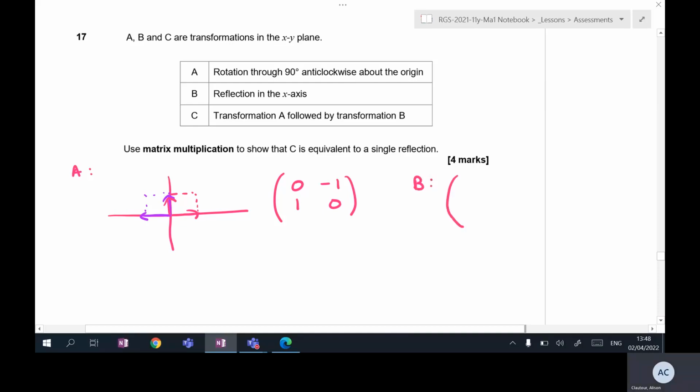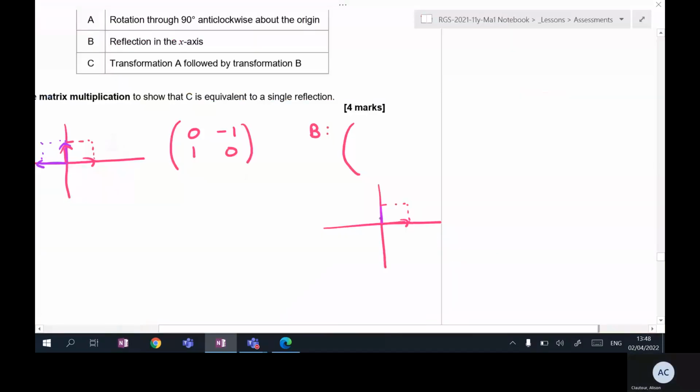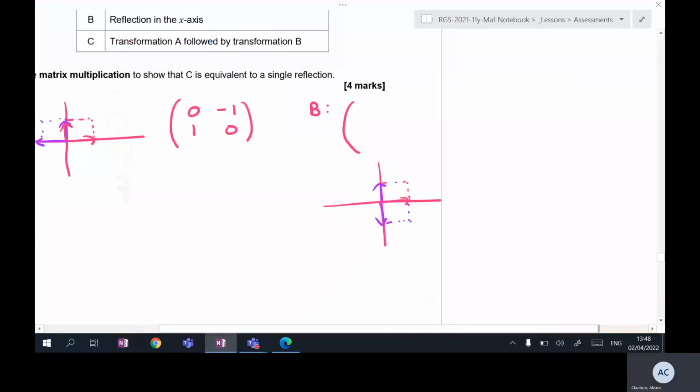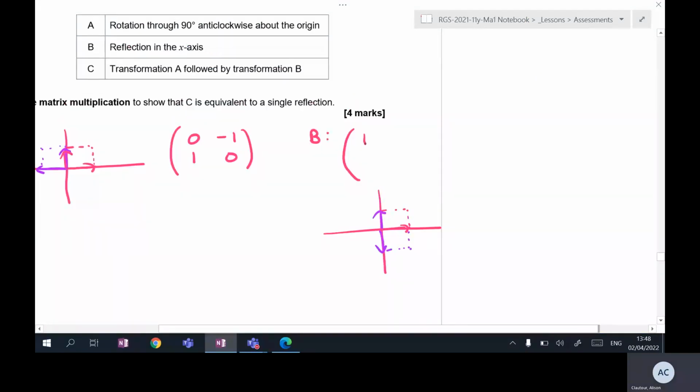Let's have a look at B. So B, if we draw the unit square again, make sure the y one is in a different colour. This one we're reflecting in the x-axis. So it's going to go down there. So actually your pink vector has not changed, so it's still going to be 1, 0. And my purple vector has moved to 0, minus 1.